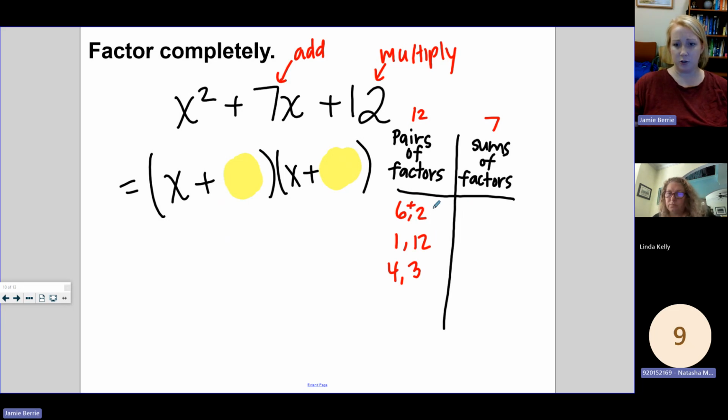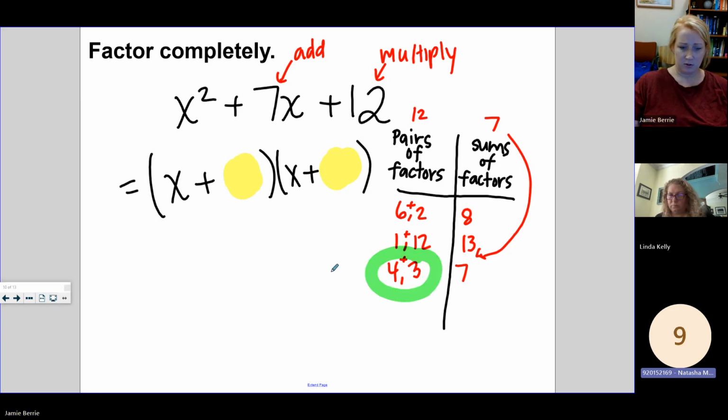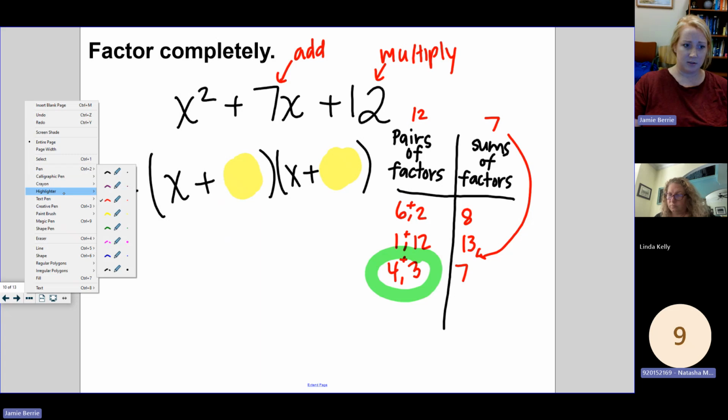6 plus 2 is 8. 1 plus 12 is 13. 4 plus 3 is 7. 7 is the number we're looking for. So that tells us those are the numbers, 4 and 3. And that's what goes in the blanks.